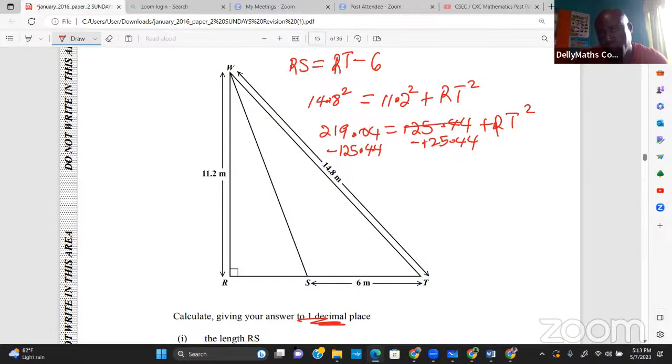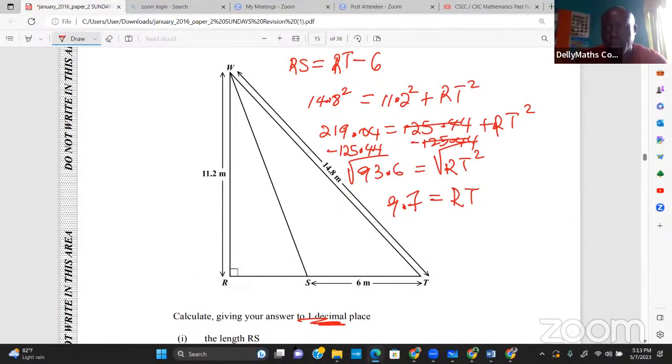Then you want to subtract 125.44 from both sides, so it's going to cancel itself on the right side there. So 219.04 minus 125.44, and I'm getting about 93.6, which is RT squared. So if I take the square root of both sides, I'm going to get 9 point something. I get 9.7. Because I said 1 dp, RT is 9.7.